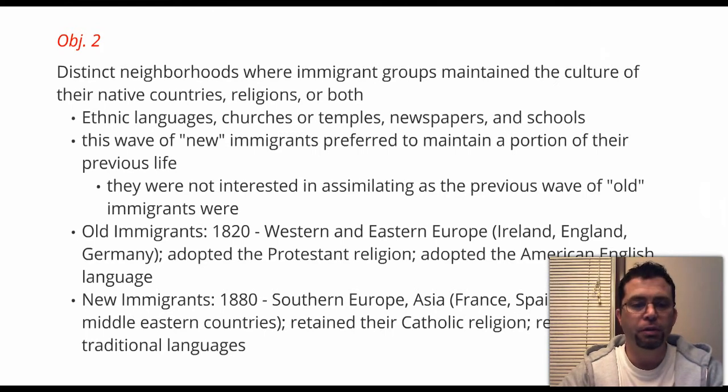The new immigrants coming in, and we see this new wave of immigrants around 1850, 1870, 1880. They are from Southern Europe, Asia, France, China, some Middle Eastern countries. These are the ones who refuse to assimilate. They want to retain some of their old life, their old style. So they keep their language, their customs, their traditions, their religion, and they want to take advantage of the American way of life while keeping their old way of life.